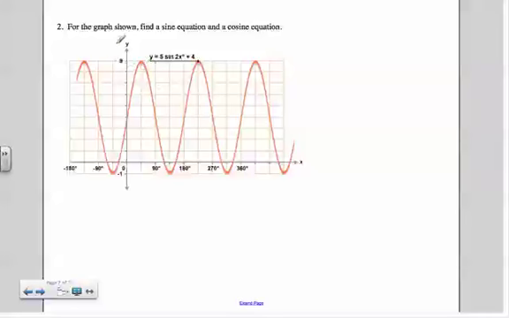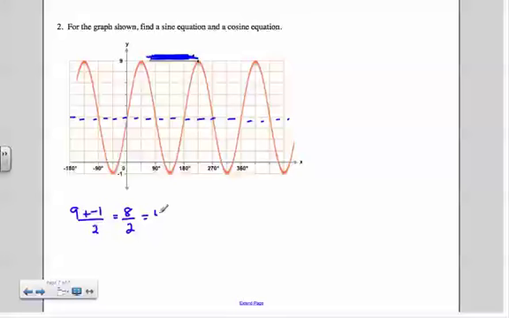So now the last one says, for the graph shown, find a sine equation and a cosine equation, because sine and cosine have the same shape, so you can do either or. So whenever I'm doing this, I look at the graph and I'm going to look for my axis of curve. Now the axis of curve is in the middle. So if you can't visually see where that middle point is, it's the average of the highest and the lowest point. So to average two numbers, I add them up and divide by 2. So now my axis of curve is at 4.